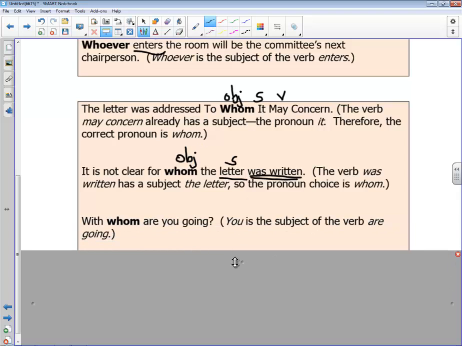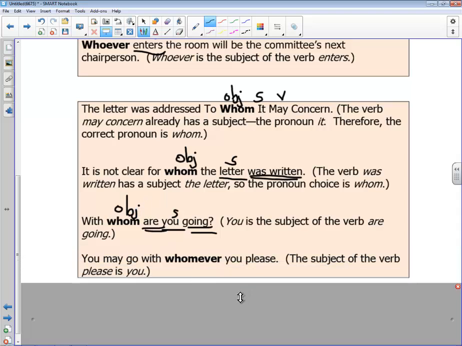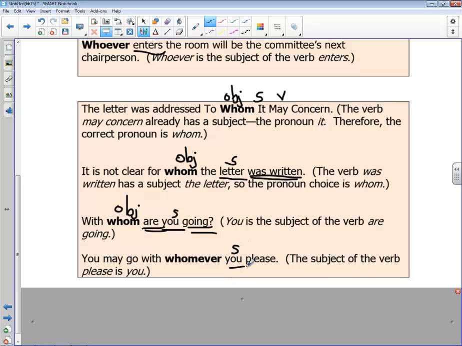With whom are you going? You is the subject of the verb are going. This is the subject. Here's the verb. We have a subject and a verb already. Following a preposition, you're going to use whom. You may go with whomever you please. Now you're seeing the same pattern again. You is the subject, please is the verb, with is the preposition, whomever is the correct objective form of the pronoun.